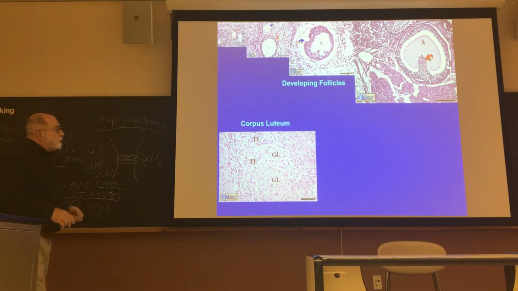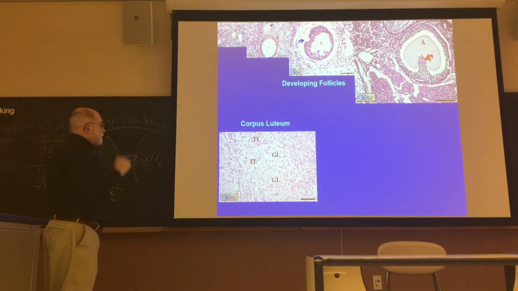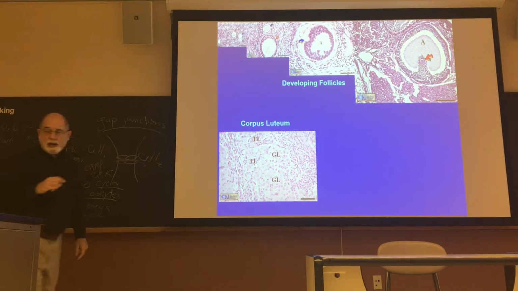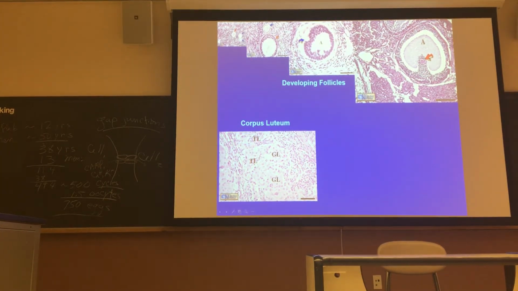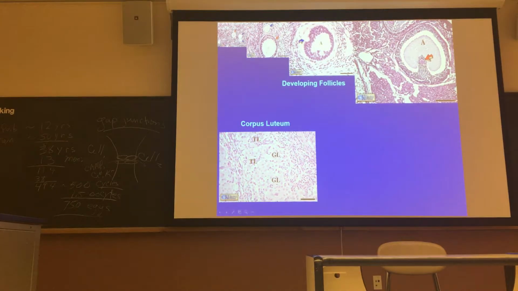Okay, so follicle growth. What happens after ovulation? Well, you lose not only the oocyte at ovulation, you lose the surrounding cumulus granulosa cells.